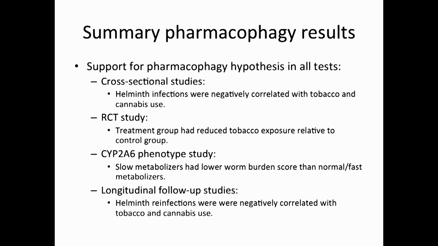Okay, so we found support for this pharmacophagy hypothesis in all the tests, with some caveats. So in the cross-sectional studies, indeed, the more people are smoking, the less parasites they have. In the RCT study, the treatment group had less parasites relative to the control group after treatment. In the phenotype study, the slow metabolizers had lower worm burden scores than normal fast metabolizers, but only within a restricted age range. And then in the longitudinal follow-up study, tobacco and cannabis levels were negatively correlated with reinfection.